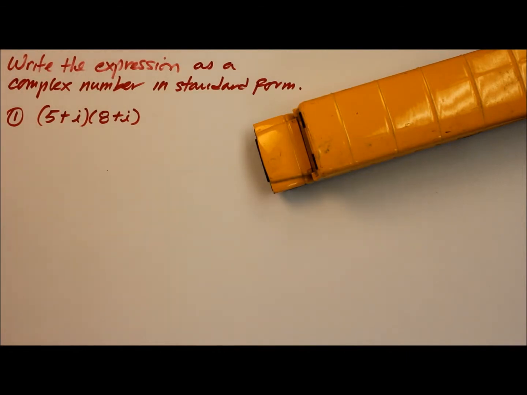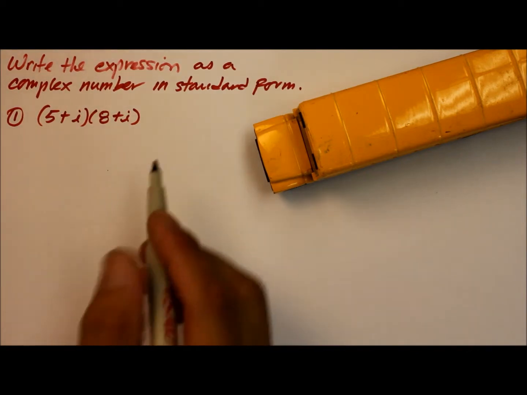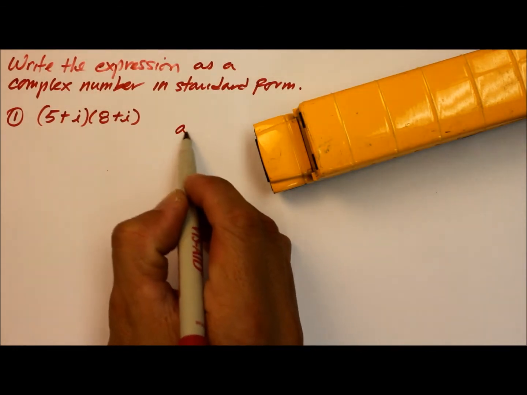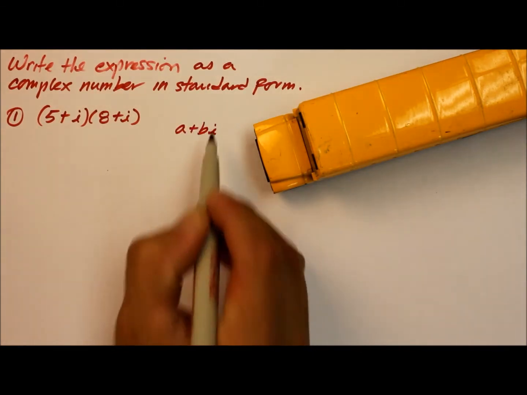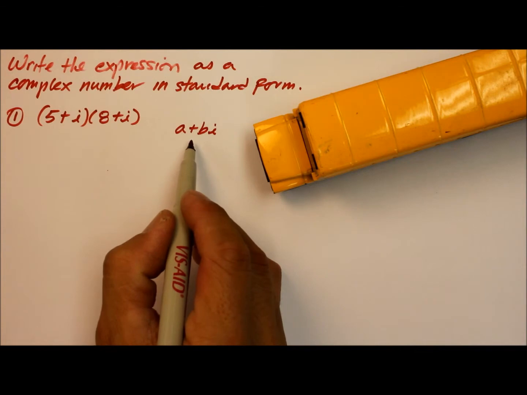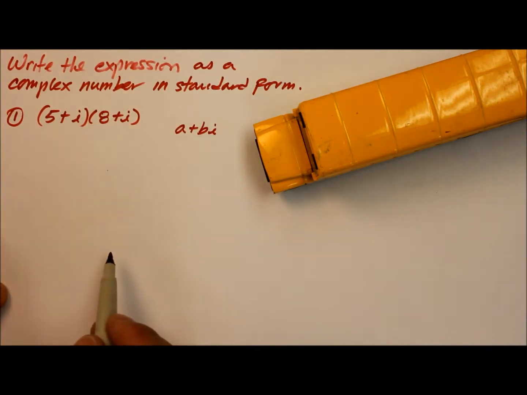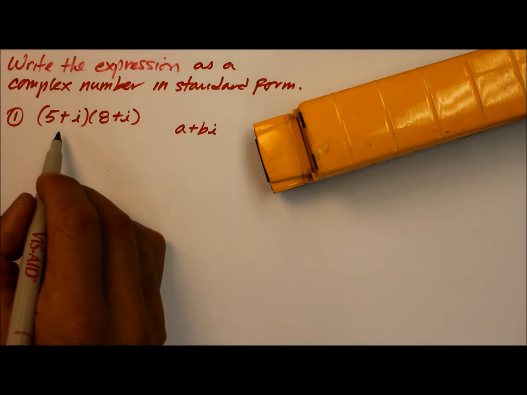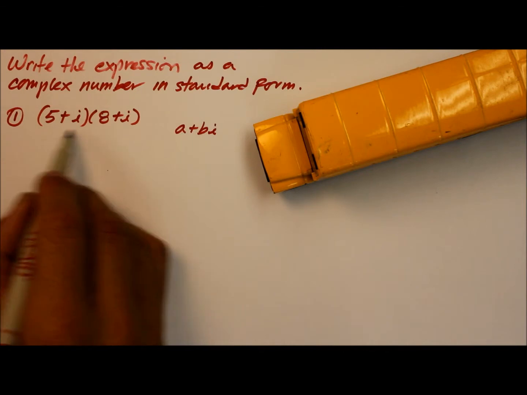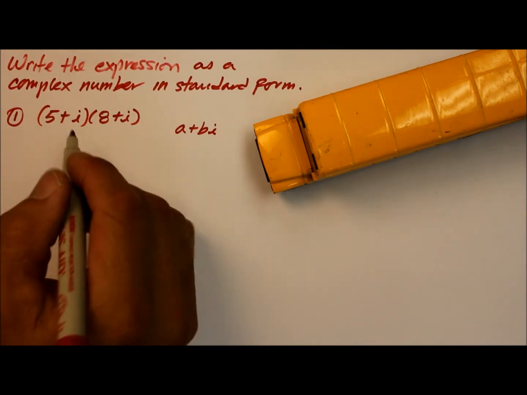Hi. This instructional video is about writing an expression as a complex number in standard form. You see, the complex number in standard form is written as a plus bi. This is called the standard form. Now, keeping that in mind, we're going to perform the distributive property, in this case the FOIL method, to simplify these two binomials. So here we go.